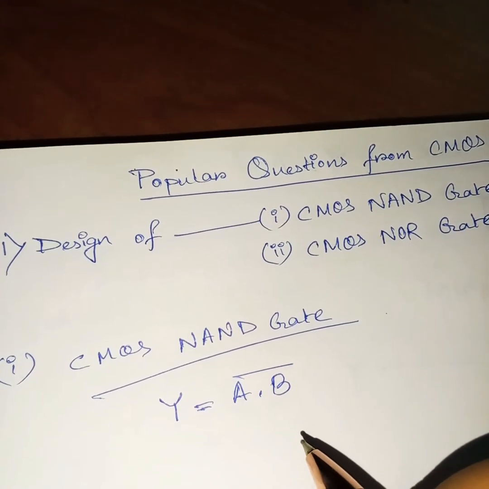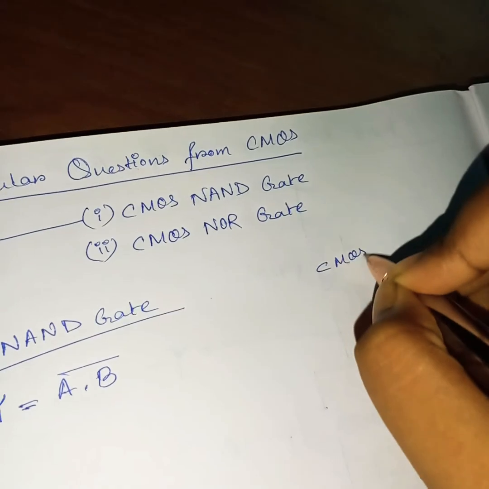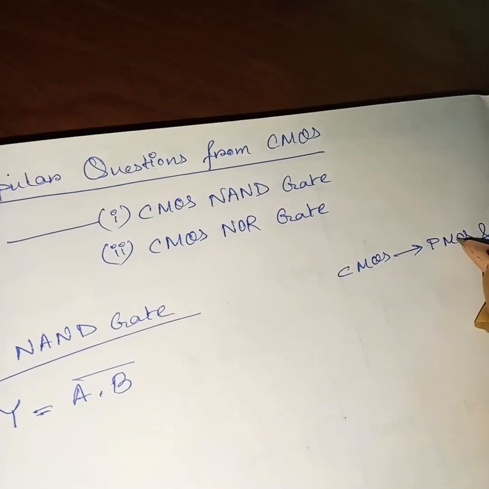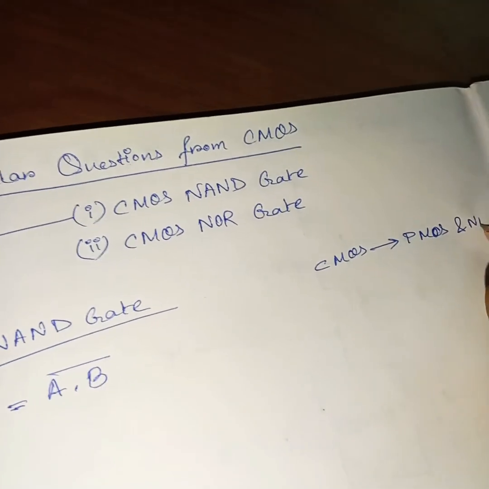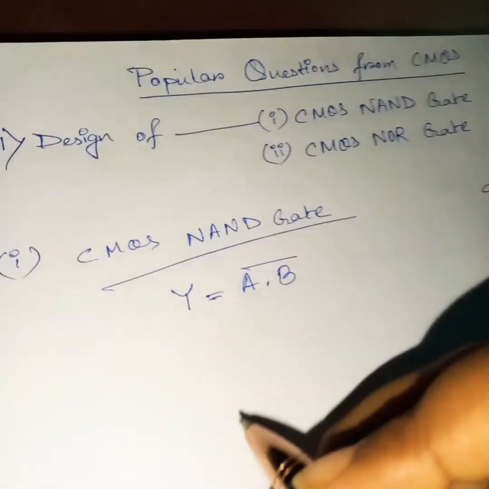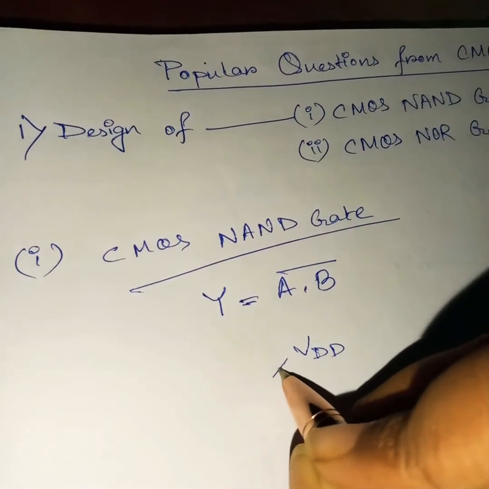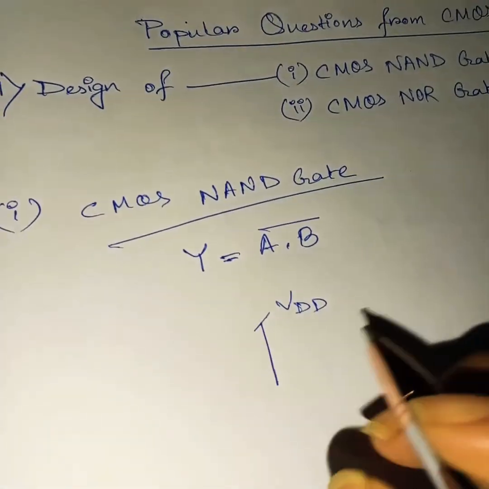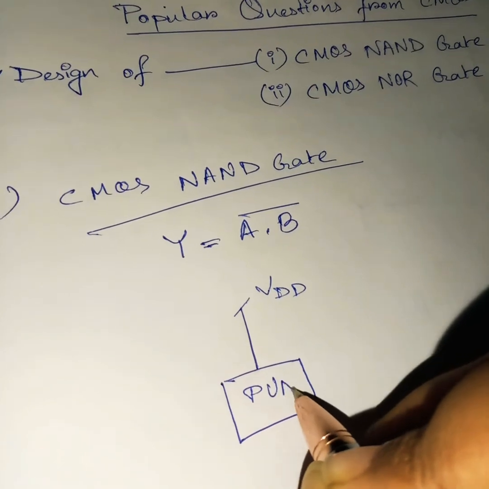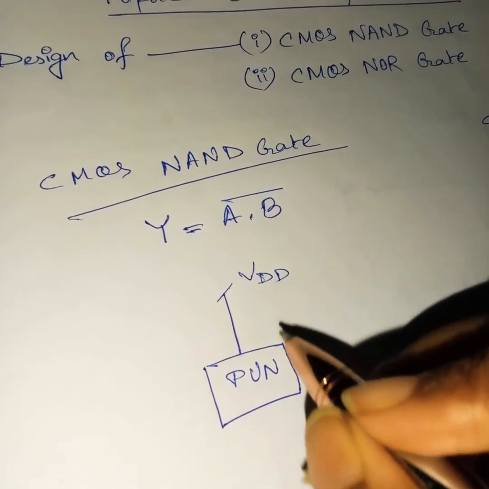Now for CMOS we know that CMOS consists of both PMOS and NMOS. Right, we know this already. So let's say there is a VDD. We know the CMOS structure, how it will be. Power up network. I'm making a block, I'm making it in short. Power up network, that is PUN, should always be connected to a VDD.